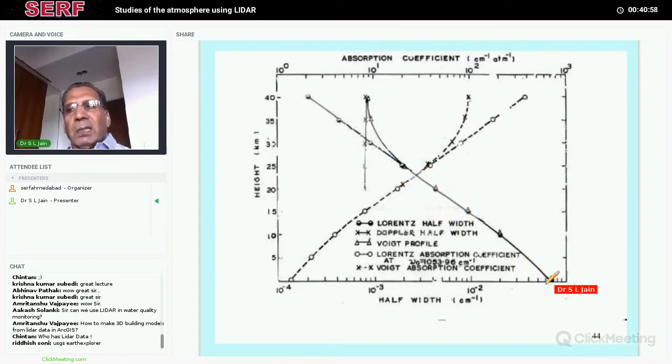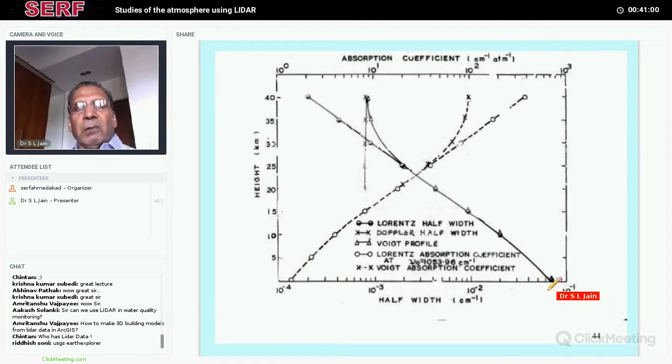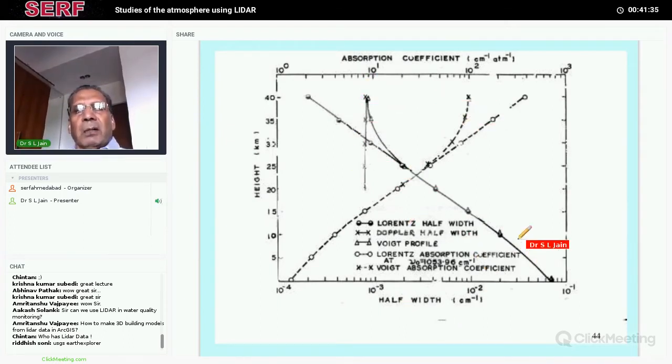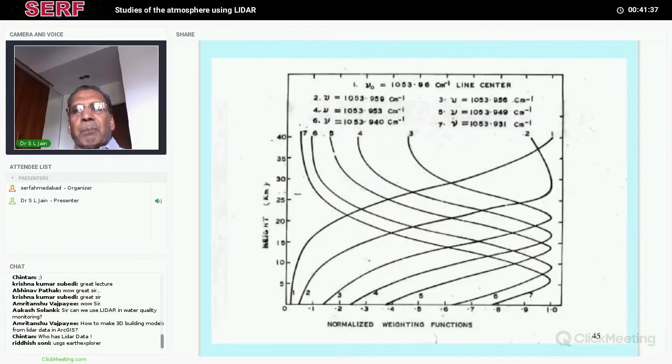Then the half width, you can see here it is like this, and as you go up in the atmosphere, it's very high here, around 3000 megahertz. Up to this height there is only Lorentz broadening, and above this the Doppler broadening behaves like this, almost constant. So you have to take this into account. If you take this and this into account, above about 25 kilometers, it will behave like this.